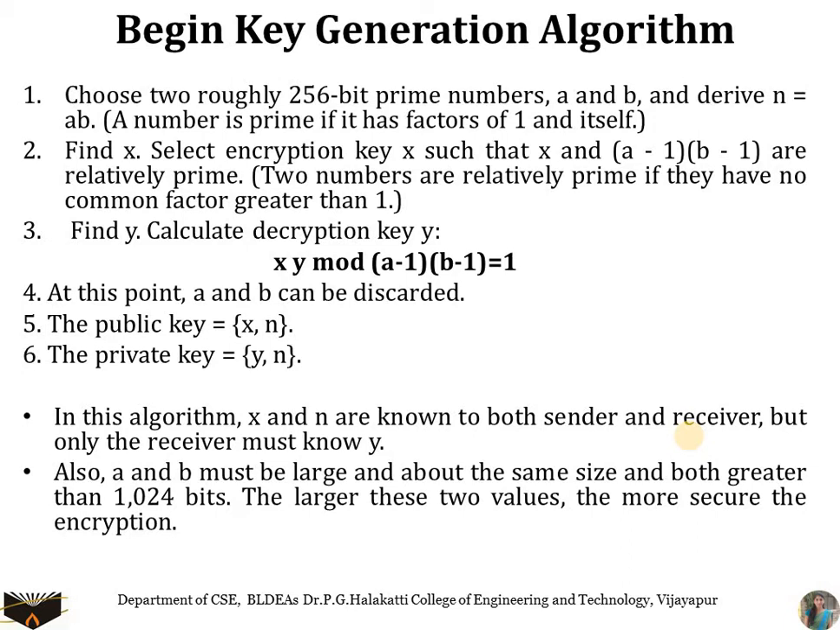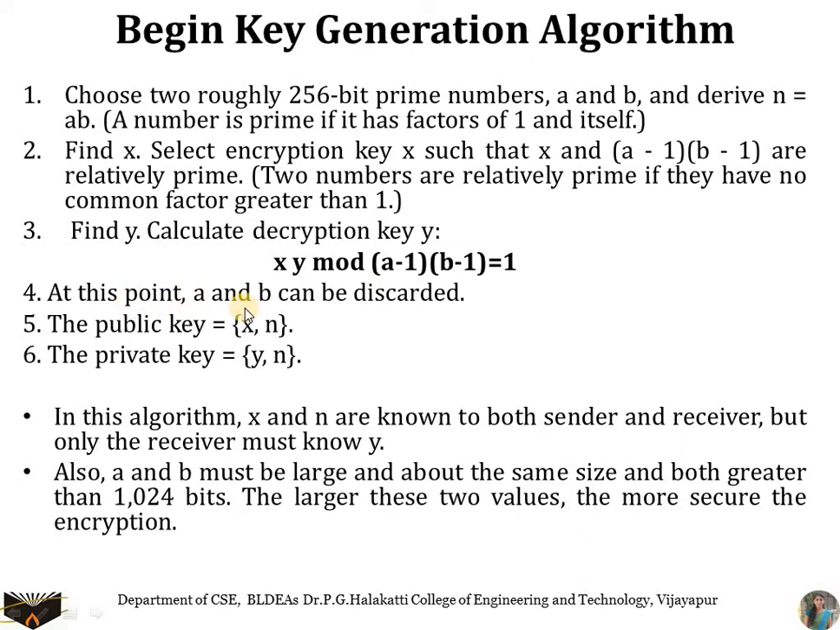After that we need to find the value of y, that is the private key at the receiver side. How are we going to find y? We already know the value of x, and we already know the values of A and B, so it is easy to find y. From this equation we find the value of y, which is the private key of the receiver: xy mod (A-1)(B-1) is equal to 1.